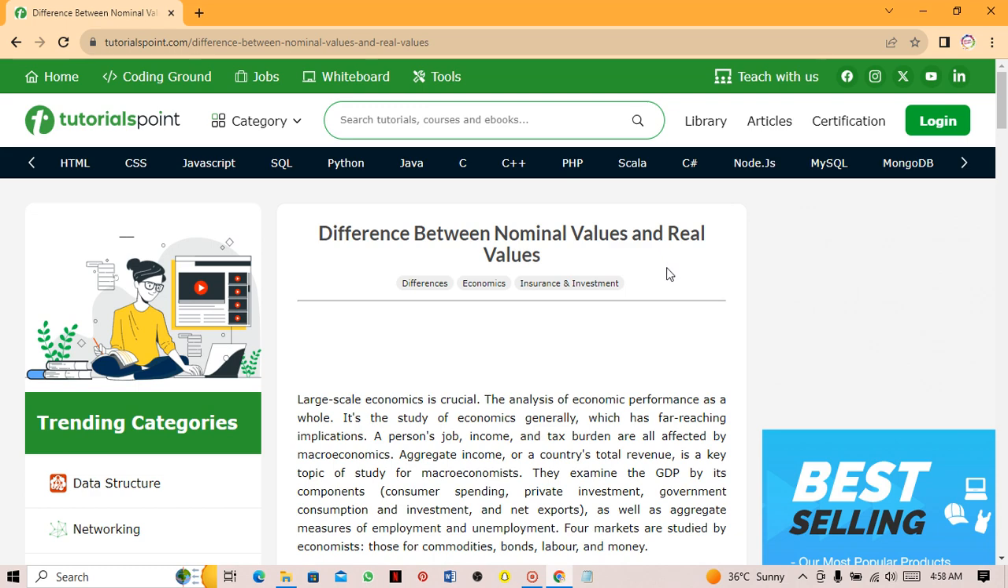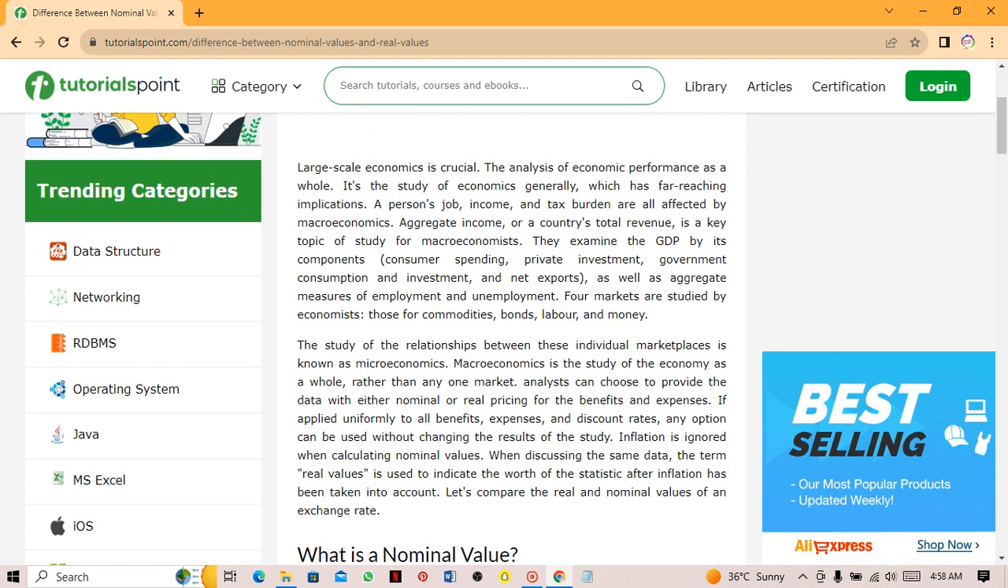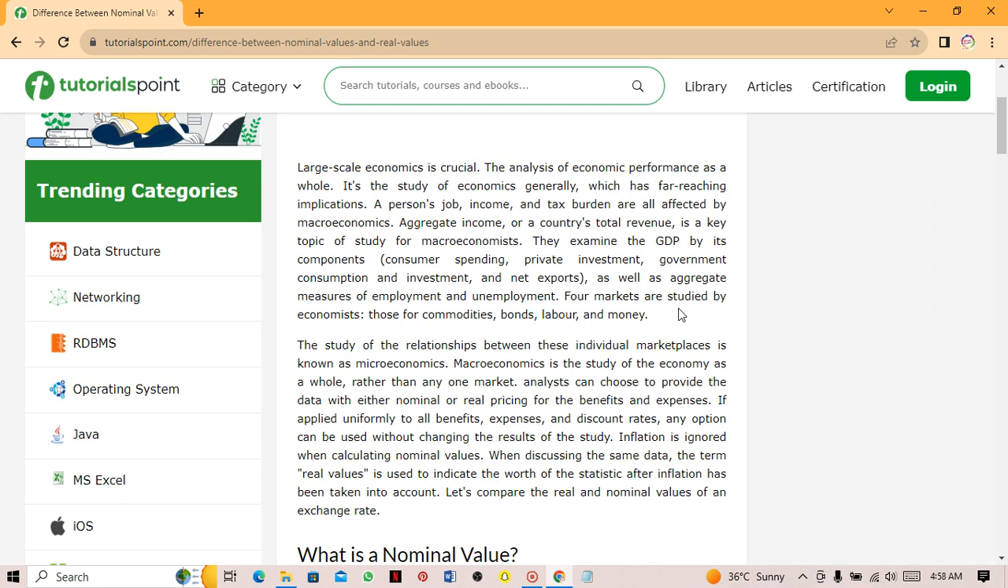Macroeconomics is crucial. It is the analysis of economic performance as a whole. It's the study of the economy generally, which has far-reaching implications. A person's job, income and tax burden are all affected by macroeconomics. Aggregate income, or a country's total revenue, is a key topic of study for macroeconomics.